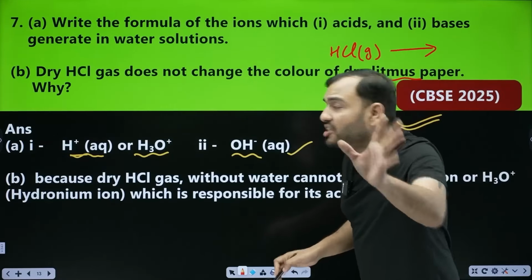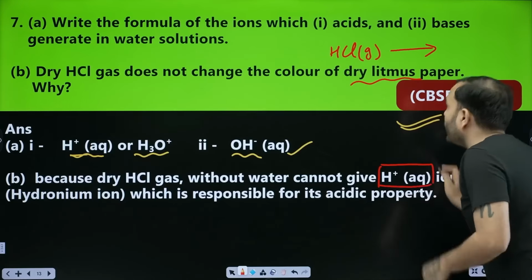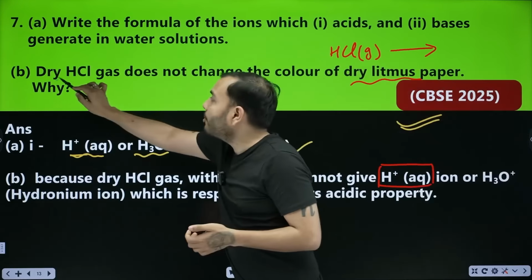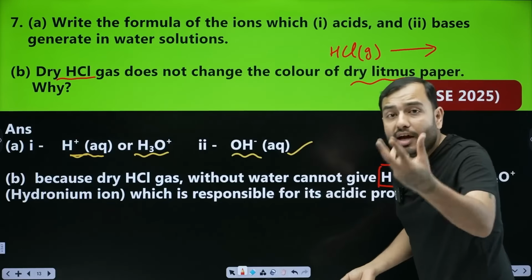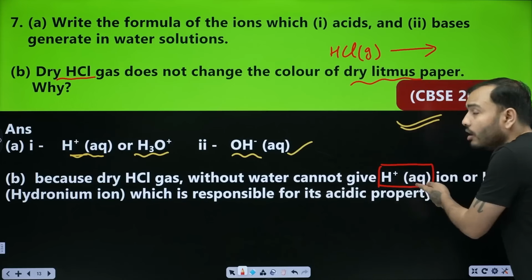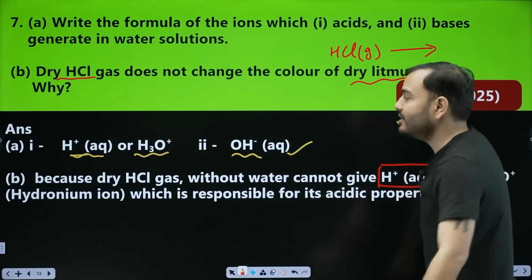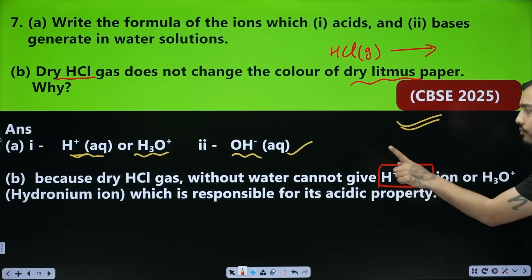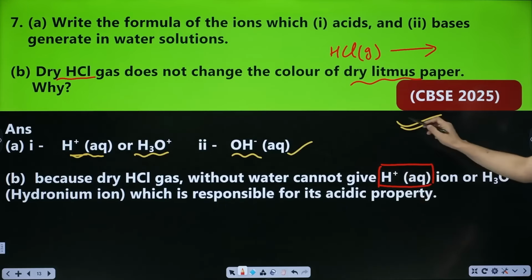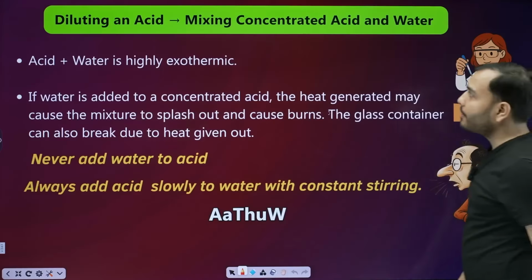The acidic property of an acid comes from here. If dry HCl is there and dry litmus is there, then there is no water. And if there is no water, then these ions will not form. And if they don't form, then the acid will not show any of its properties. So this is the answer: without water it cannot give these ions, which are responsible for its acidic properties. See, it came in 2025. I taught you this last year. Let's see further.